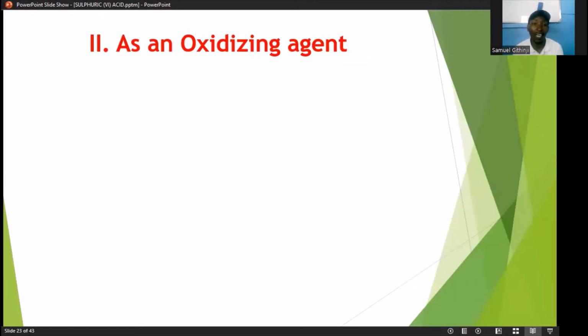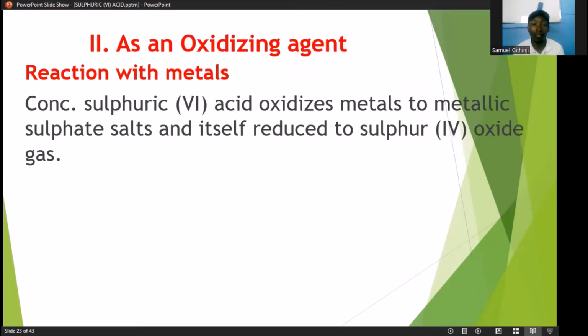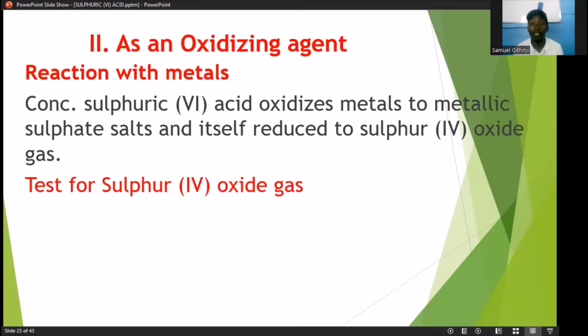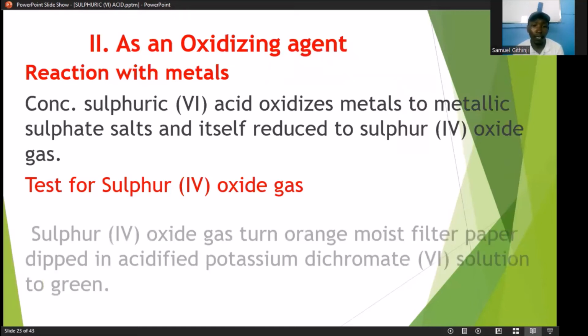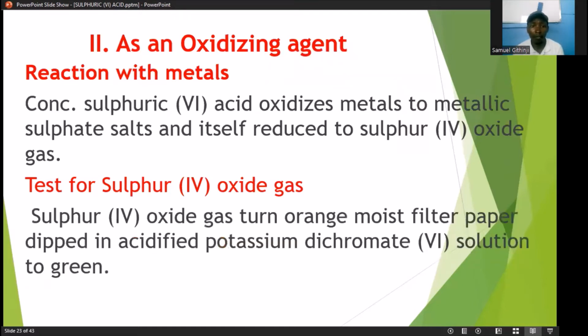We can talk about it being a very good oxidizing agent. If it reacts with metals that cannot easily react with the acid, like copper, the metal can easily be oxidized, and the acid itself is reduced to sulfur 4 oxide. It can also react with some non-metals as well. And I've just said sulfur 4 oxide is produced.